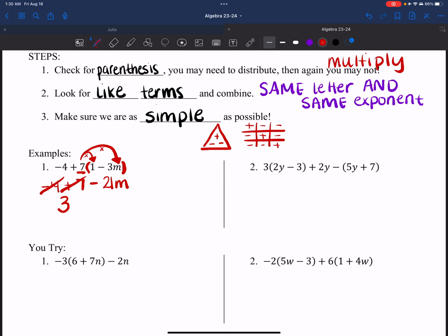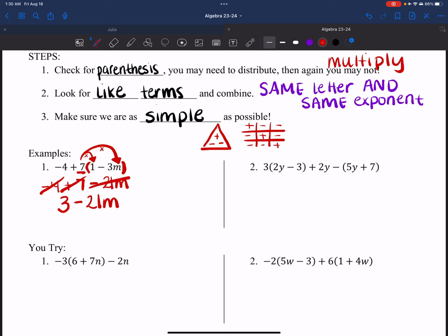I can't do 3 minus 21m because 3 doesn't have an m. I remember I have to have the same letter and the same exponent. So I'm just going to bring that guy down because I can't just leave him and forget him and be like, nope, can't combine you, can't use you. Still part of the problem. Still must keep him in the problem and leave him there.